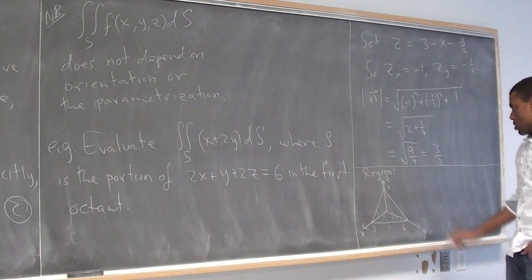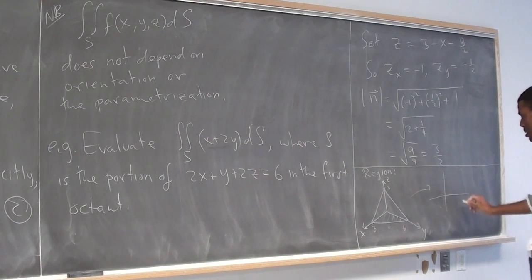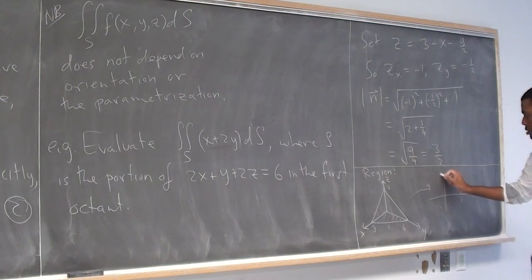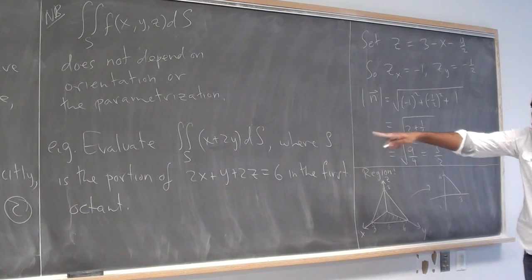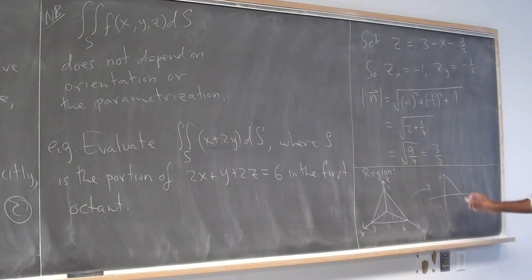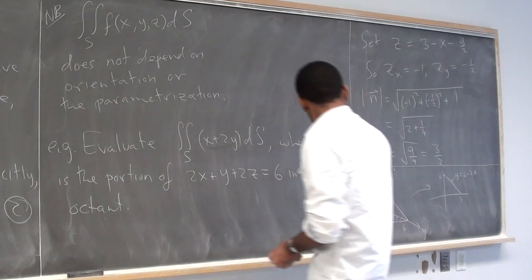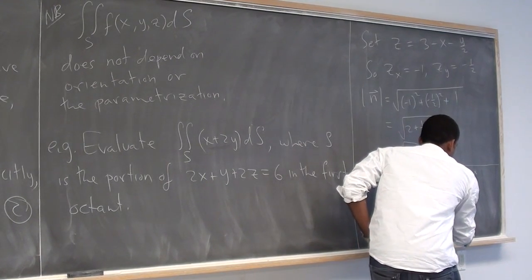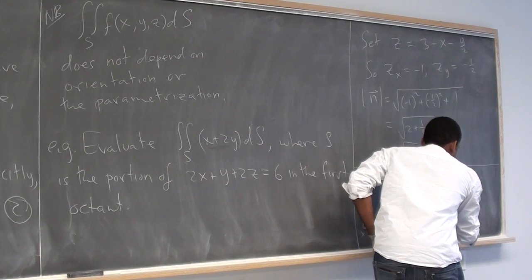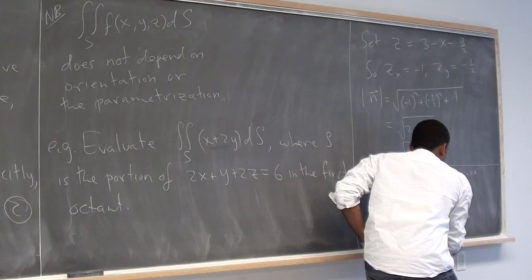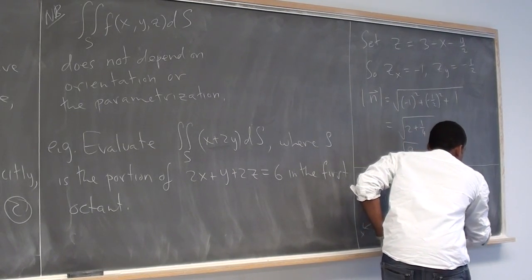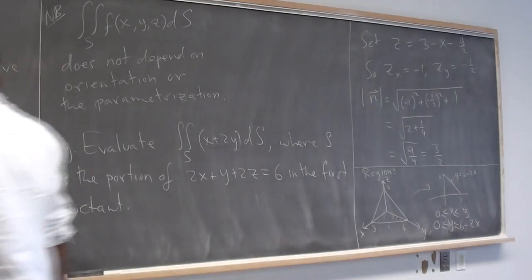So the region is in the xy plane. Your x goes up to 3. Your y goes up to 6. And if you just set z equals 0 into that plane and solve for y, for example, you would get that this line is y equals 6 minus 2x. And so you can set up your region. X goes between 0 and 3. Your y will go between 0 and 6 minus 2x. And so now you can actually set up this integral.